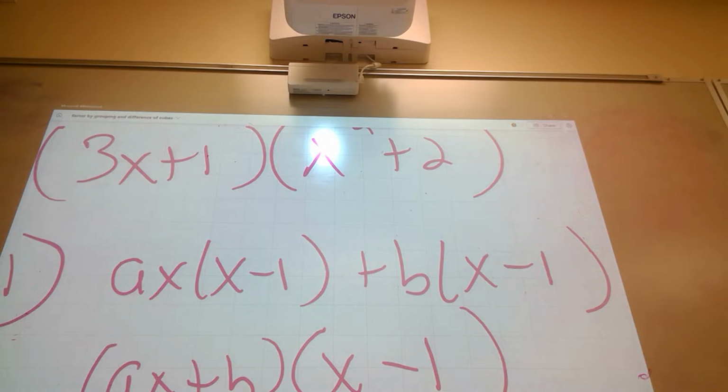Go to 13. You finish 13, then you can go through the even.